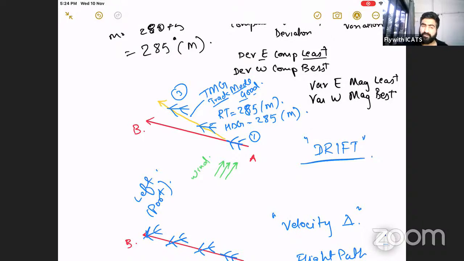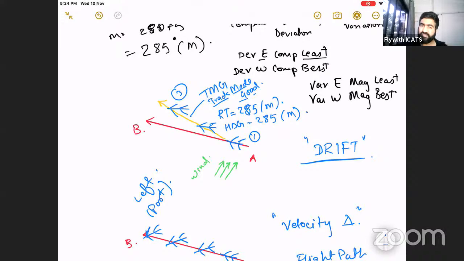Drift is basically the aircraft being affected by wind coming from either direction. It could be from the port side or the starboard side. But this is not drift for your calculations and for your sums. This is track made good. So if the aircraft is drifted, it means the aircraft is on TMG.